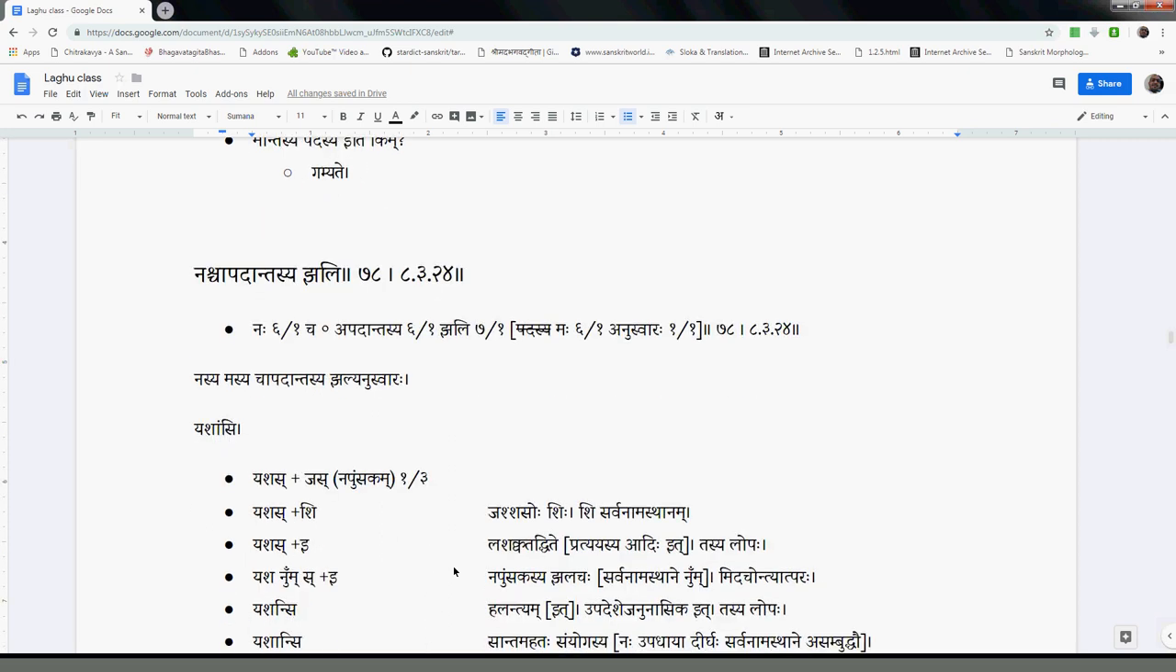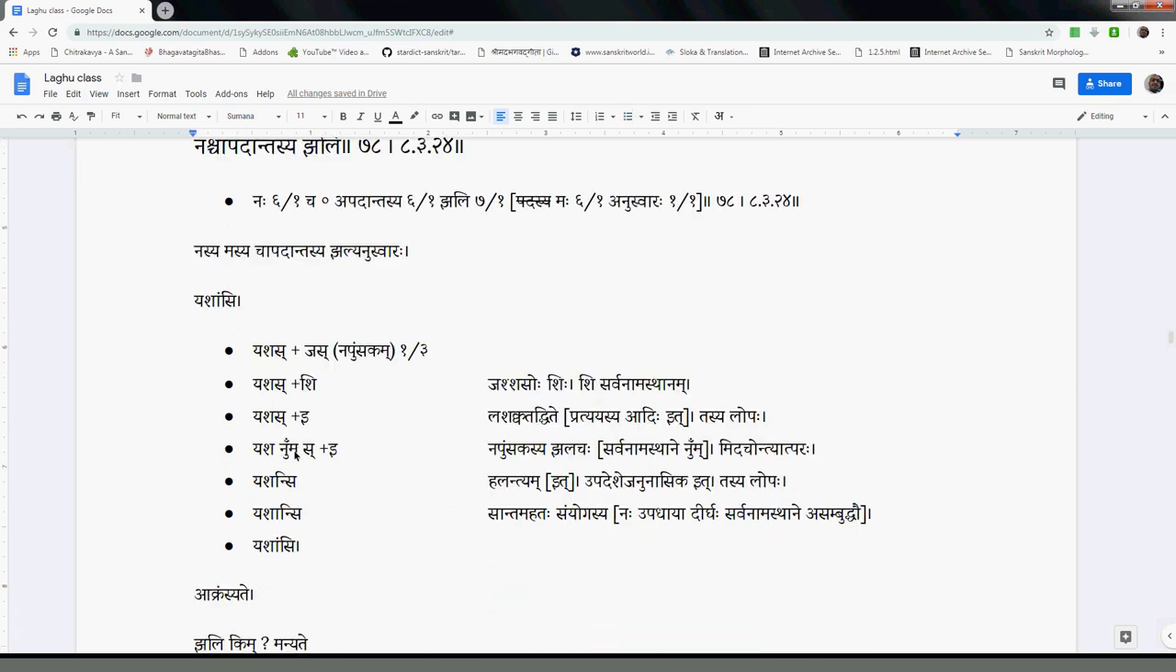And then you get Yashan plus C in derivation. After Numagama, you get Yashan and C. Sakara is Jhal letter, which follows Nakara, which is a Padanta, Apadanta Nakara. And thereby, it takes Anuswara Adesha and becomes Yashan C. Other example given is Akramsyate.